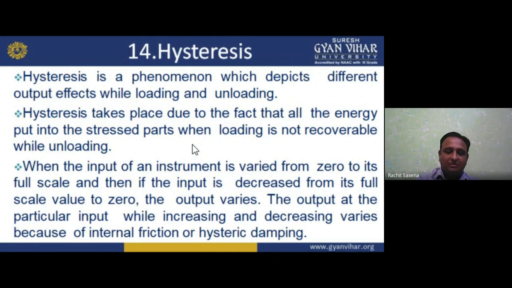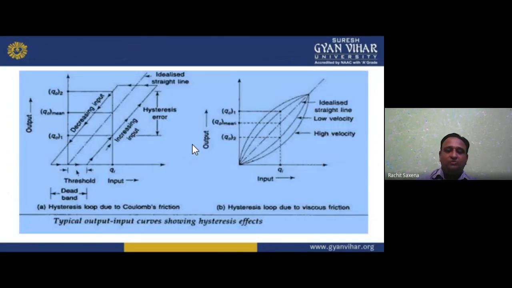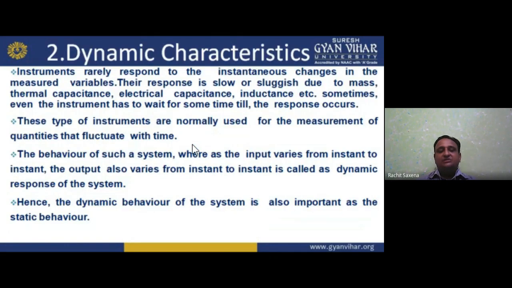It is a phenomenon you can find in Coulomb's friction and due to viscous friction. Now next we have the dynamic test. It is based on time. It can change, or we have it based on time.